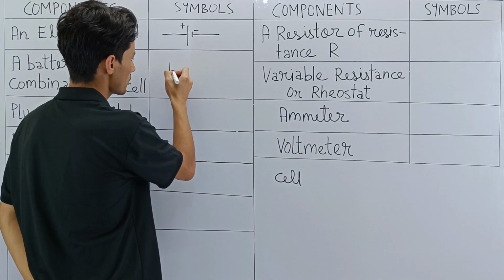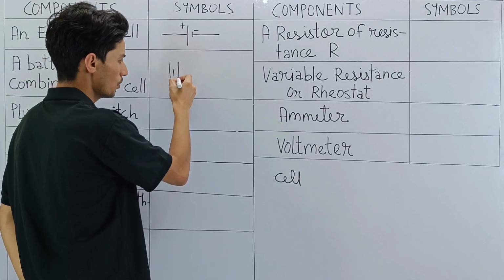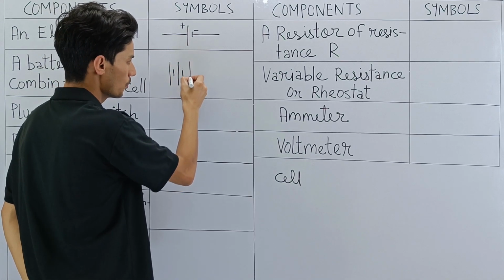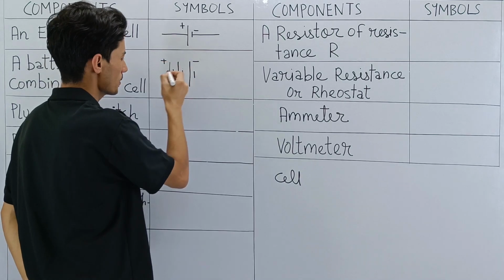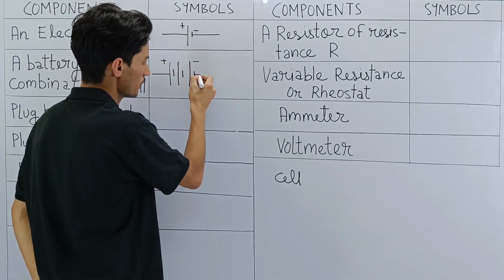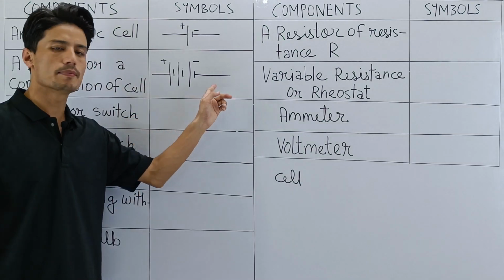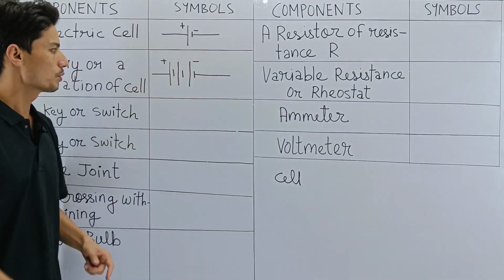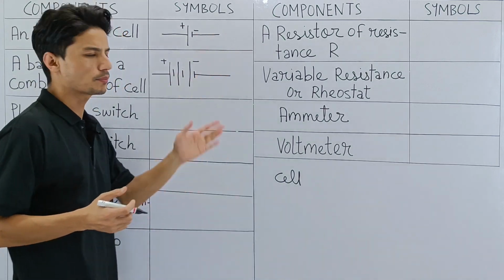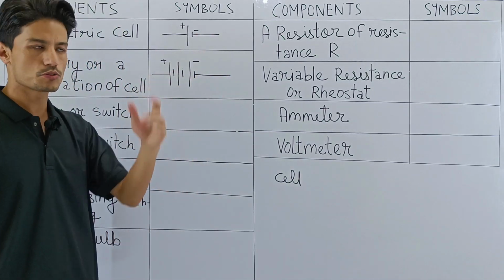So this is the first cell. Long one is plus, short is minus, then again long one, short one, long one, short one. This is plus, this is minus, and don't forget the line. There you go. This is a battery. Minimum 3, more is up to you. You want more, you can put more. But minimum draw 3. 2 is actually less, so at least draw 3.